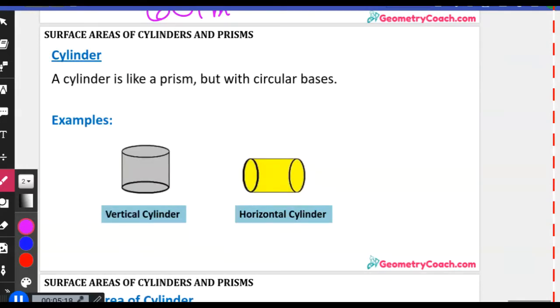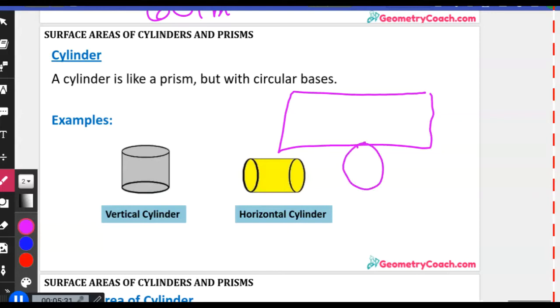Okay, now cylinders are just like prisms, except the bases are circles. We're still going to do the lateral area, which if you unfold a prism, that lateral area is just a rectangle. And then we're going to add the two circles. So that's our net. We're going to find the area of all three pieces.